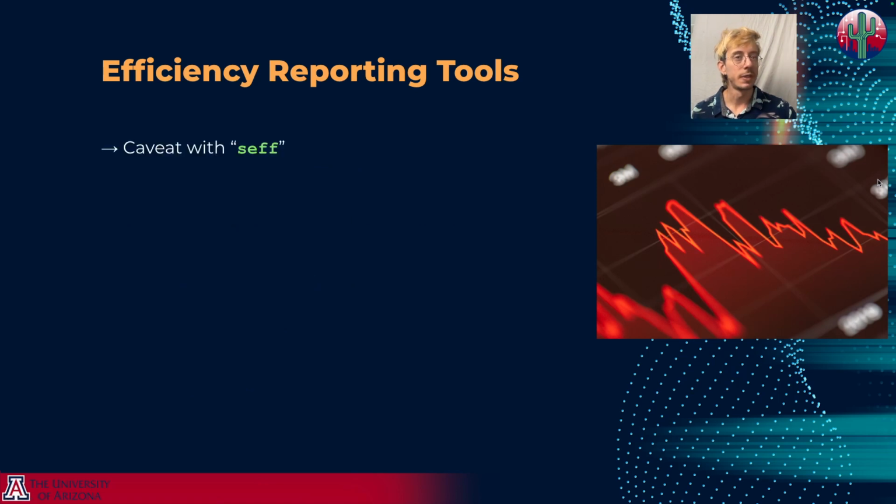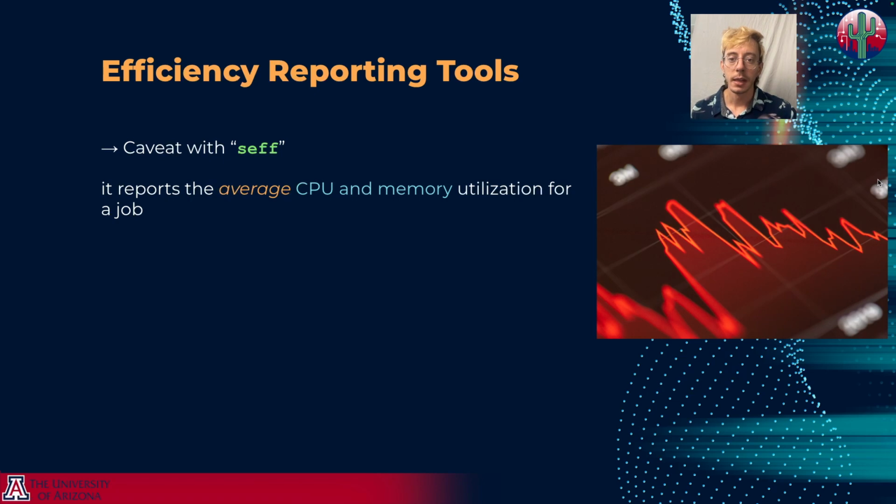So one caveat with SEFF is that it reports the average CPU and memory utilization for a job. As a job is going about all of the different things that you want it to do, it might need at some point to use a lot more CPU than at a later point. Maybe in the process of writing to disk, it's using fewer CPUs, but in the process of, say, doing a very large matrix multiplication, it is using those CPUs. So be aware that this usage can fluctuate up and down throughout the course of the job, and that the reporting tool here will give you the average CPU and memory utilization.